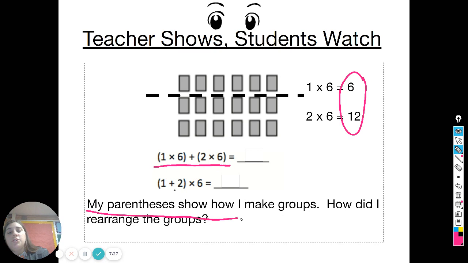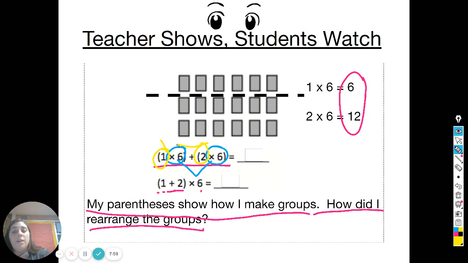Down here it says my parentheses show how I make groups. How did I rearrange the groups? So now you'll notice that what happened is it turned into 1 plus 2 times 6. So what I did is I realized that both numbers are getting multiplied by 6. So I just put that together right here. And that left me with my 1 and my 2. So I took my 1 and my 2 and I'm adding them together right here. Okay? So we're just further breaking it down.